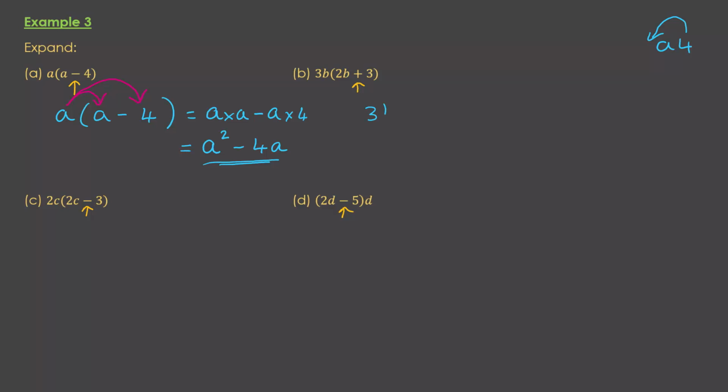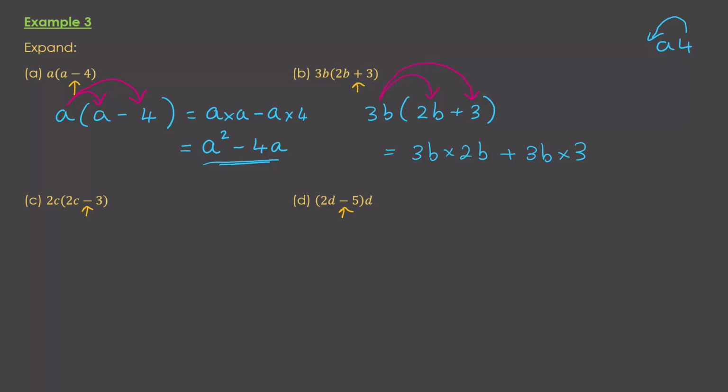Now we've got 3B, 2B plus 3. Do our usual expansion pattern. So we get 3B times 2B, and this time it's a plus, and then 3B times 3.